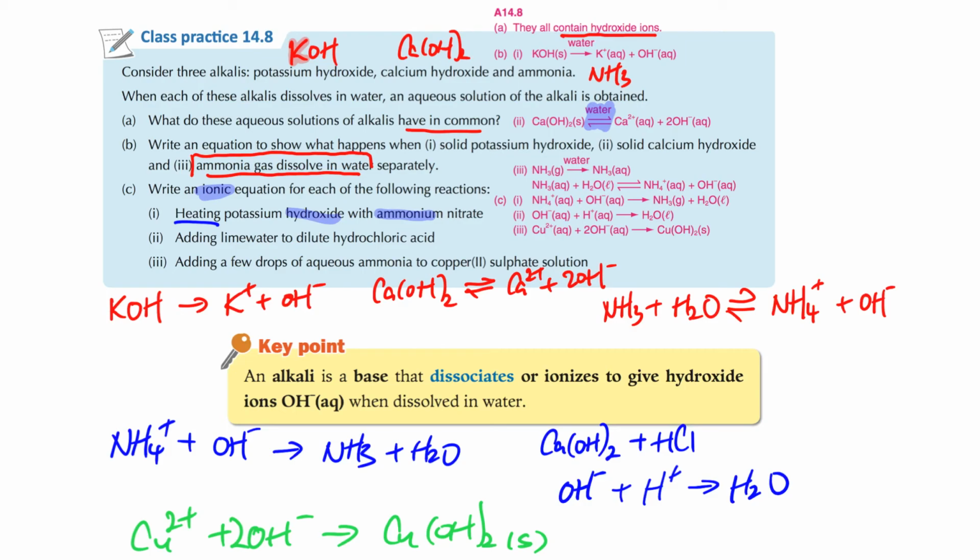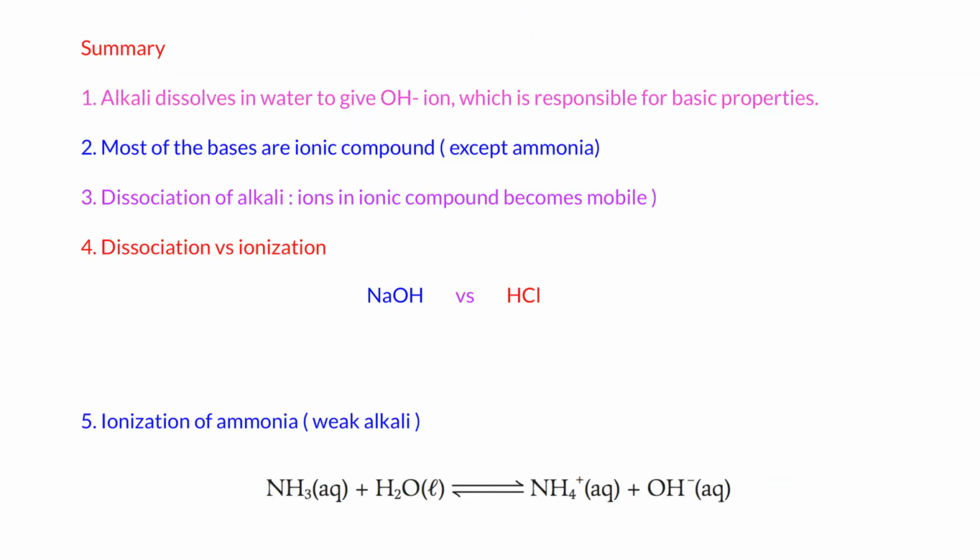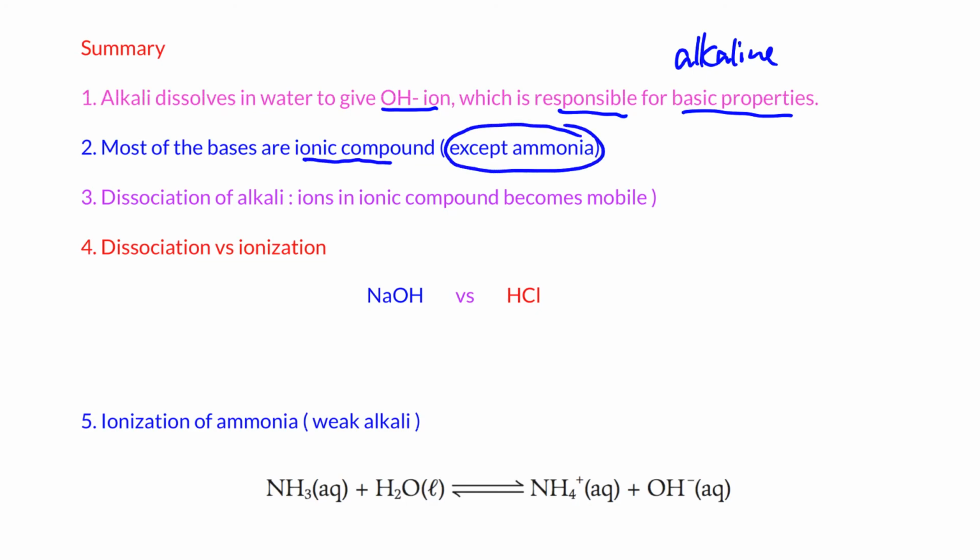So to summarize this video, first of all, you have to know that alkaline dissolves in water to give hydroxide ion. And this will be responsible for the basic properties, or sometimes we call it alkaline properties. And most of the bases are ionic compounds. We do have an exception, which is ammonia.